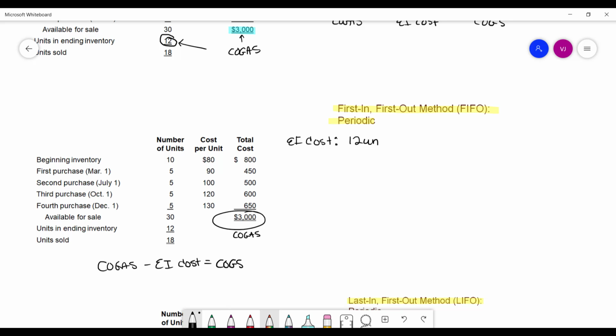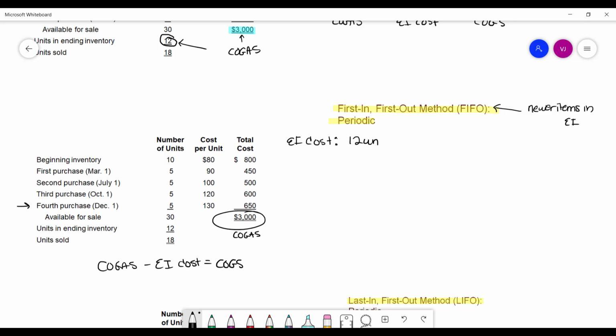So under FIFO, remember it's first in, first out. So that means when we sell something, we're assuming we're pulling from the older items first. So under FIFO, if you're selling the older items first, that means you're left with the newer items. So newer items are left over in ending inventory. Okay, so the newer items would be December 1st and up. So the newest cost layer here is from December 1st. So we would start by December 1st and work our way up to determine what the ending inventory would be made up of under FIFO.